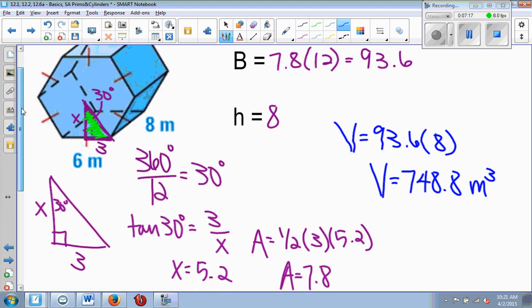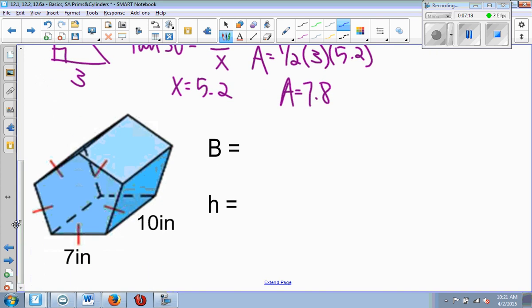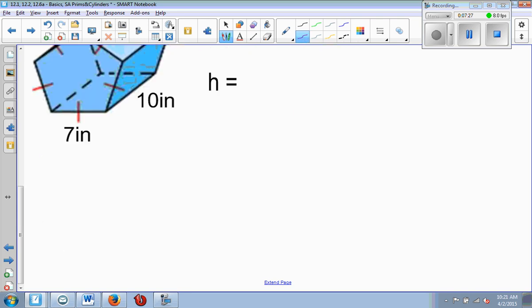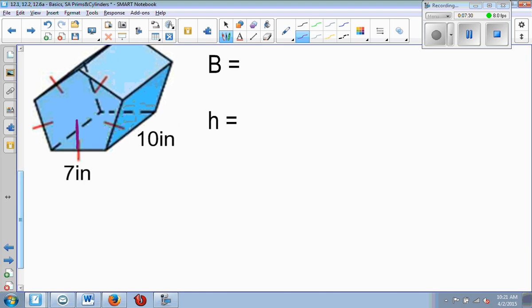The last problem is similar, except that the shape of the base in this case is a pentagon instead of a hexagon. So first thing we're going to do is find the area of base by first drawing a little triangle inside and figuring out that this bottom side is halfway across the edge length, so 3.5. I need to find the height of the triangle, and I need to figure out what that angle measure is. 360 degrees, divide by double the number of sides, because that's how many triangles you can make, makes that angle inside 36 degrees.